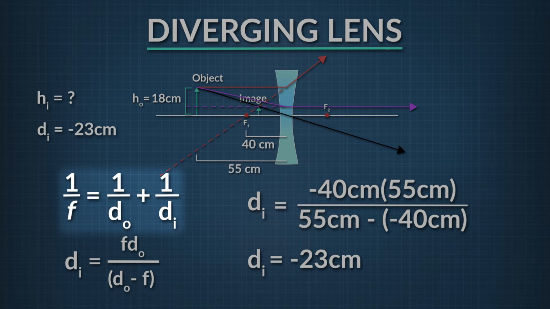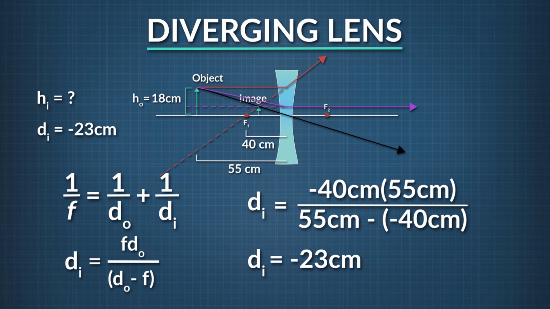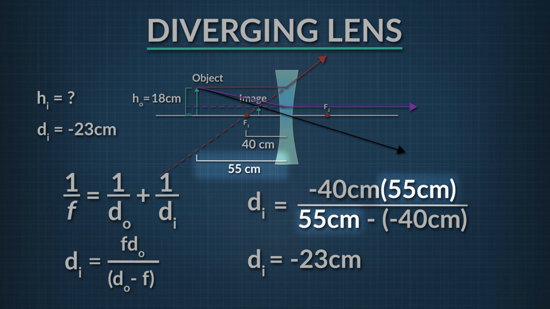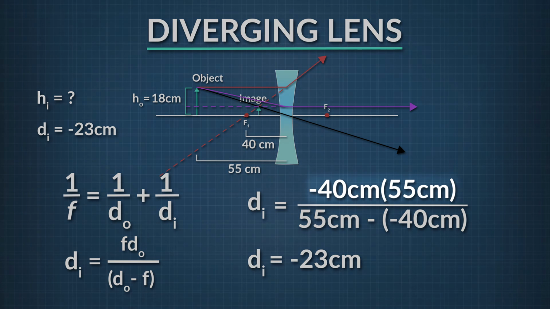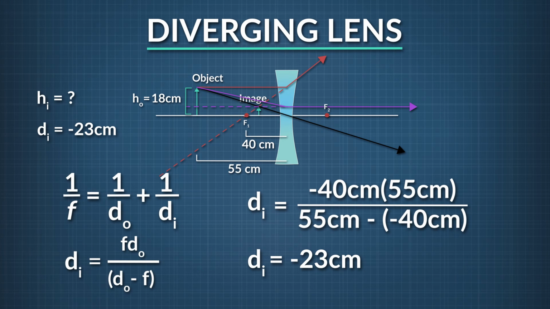We use the lens equation so we can solve for the image distance d sub I. The object distance is given as 55 centimeters. The focal length magnitude is 40 centimeters. Since we're working with a diverging lens, remember that the focal length is negative. So when we insert numbers into our lens equation, the focal length f is negative 40 centimeters. This makes all the difference. Negative 40 centimeters times 55 centimeters divided by 55 minus negative 40 centimeters all equals negative 23 centimeters. This result is a great reminder how important it is to know sign conventions. They're not always easy to recall, but in the long run, learning them will make things easier.